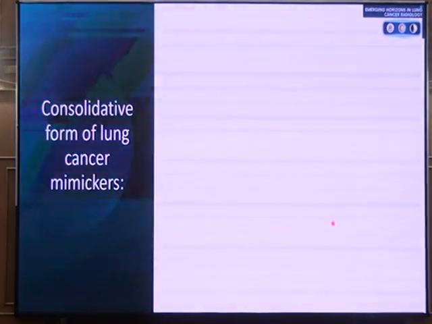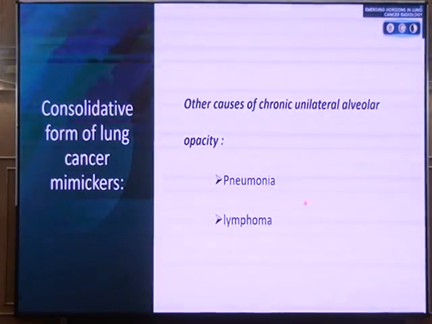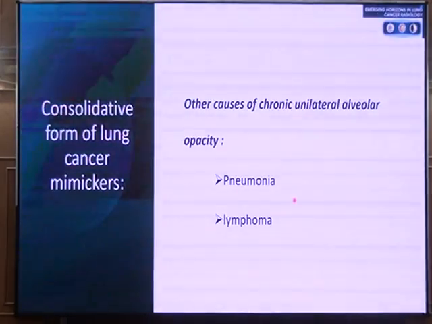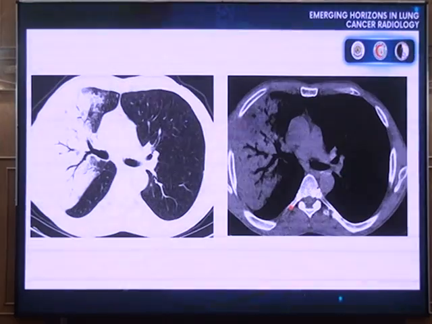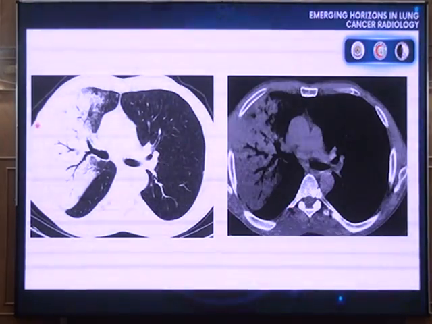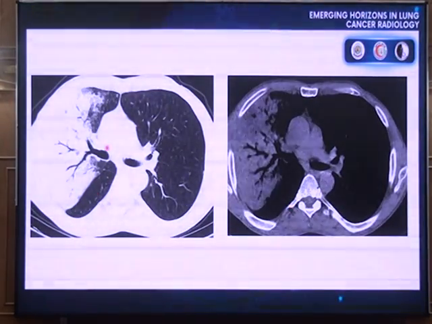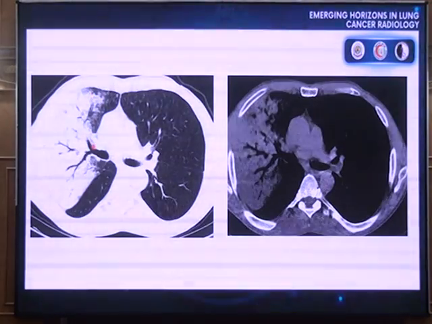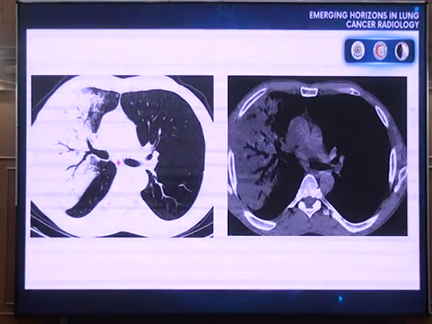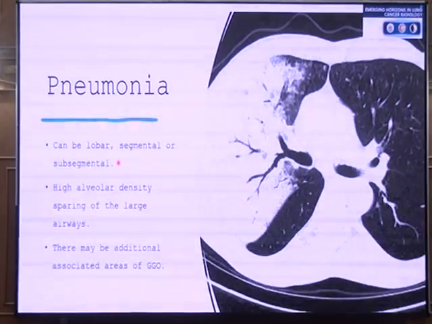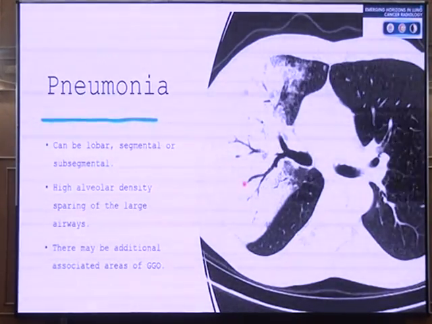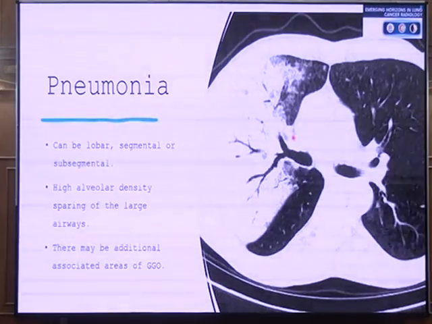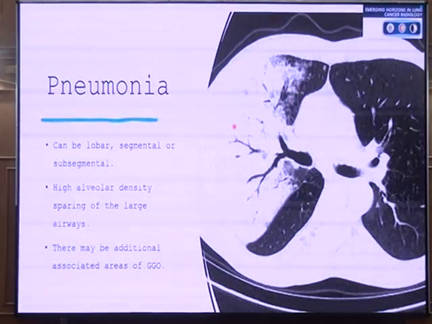Third is the consolidated form of lung cancer, which may mimic other causes of chronic unilateral alveolar opacities like pneumonia and lymphoma. As you see in this case, there is an area of consolidation surrounded by areas of ground glass opacities with air bronchogram inside. And this is a typical case of pneumonia, which may present as a local segmental or subsegmental area of consolidation, involving large airways, and may be associated with areas of ground glass opacity.